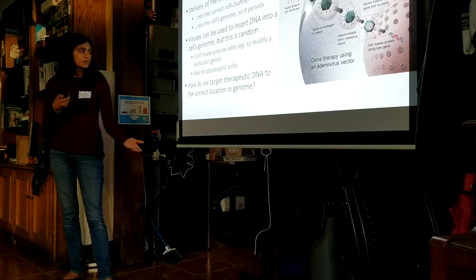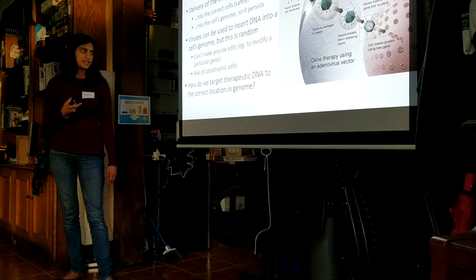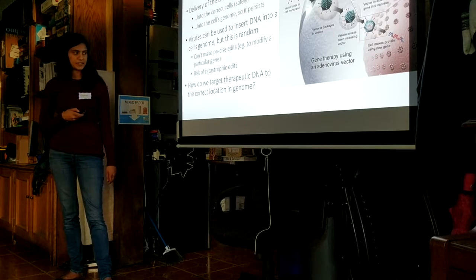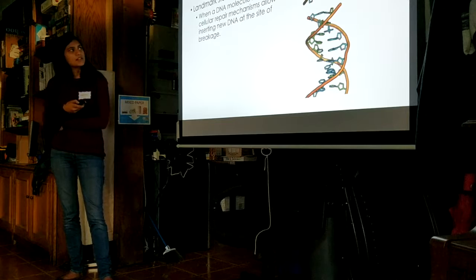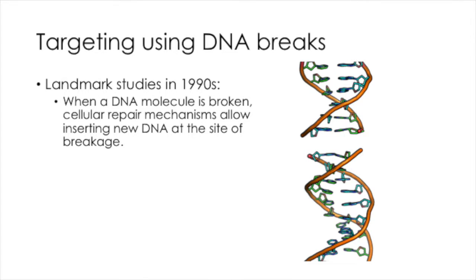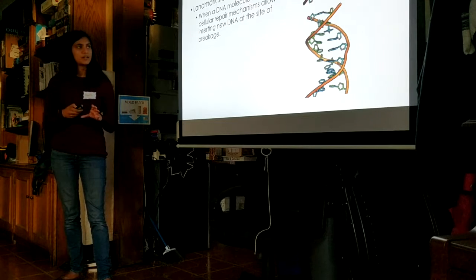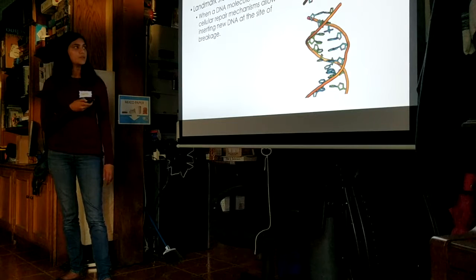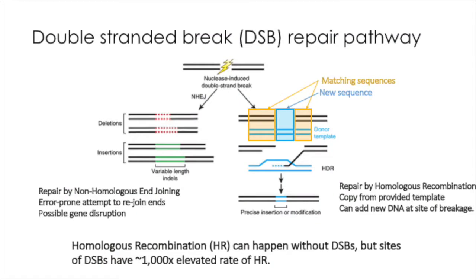So, main question is, how do we target therapeutic DNA to a specific correct location in the genome? A bunch of landmark studies in the 1990s found that when a DNA molecule is broken, the cellular repair mechanisms allow you to insert new DNA at the specific site of the breakage. So this was very exciting, and the way this works, just to go into the details a little bit, if you break the DNA, both strands of the DNA, the cell has two innate processes that it might use to try and repair those. One of them is called homologous recombination.